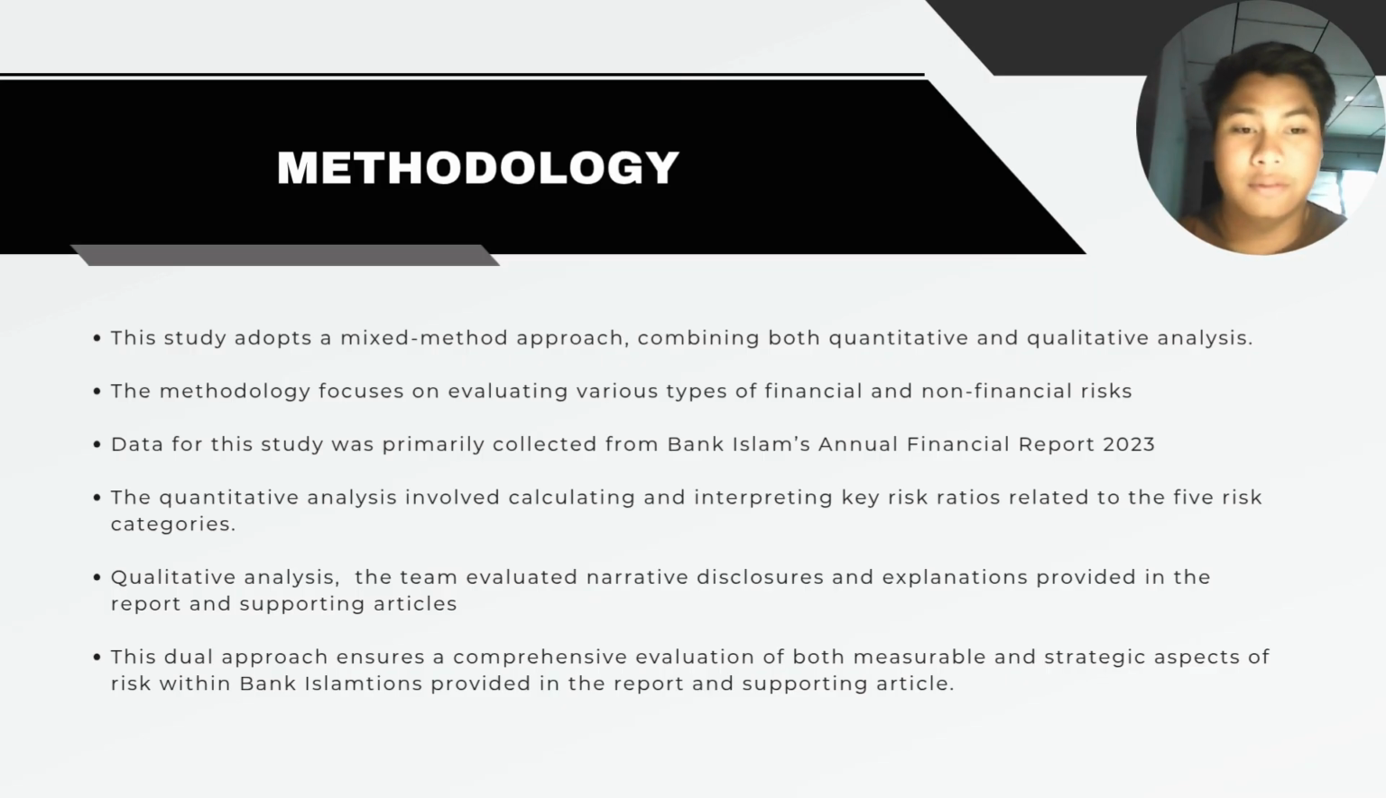And then the quantitative analysis involves calculating and interpreting key risk ratios related to the five risk categories, and those ratios were derived directly from the financial data provided in the 2023 annual report. And then for the qualitative analysis, the team evaluates narrative disclosure and explanation provided in the report and supporting articles to understand how risks are managed and reported. So this dual approach ensures a comprehensive evaluation of both measurable and strategic aspects of risk within Bank Islam.